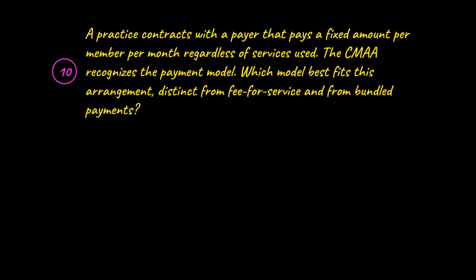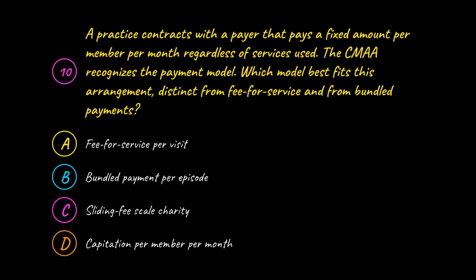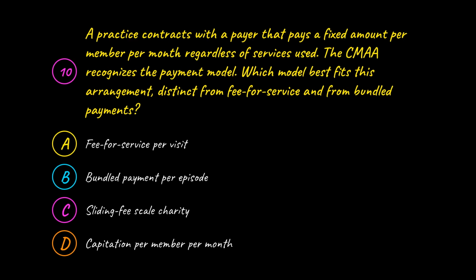Your options are A. Fee-for-service per visit, B. Bundled payment per episode, C. Sliding fee scale charity, D. Capitation per member per month. Take a second. Which answer would you pick?